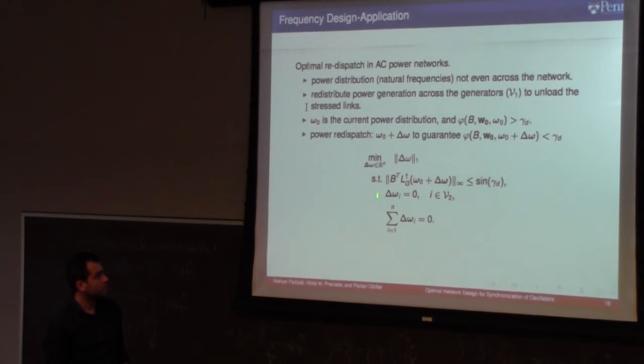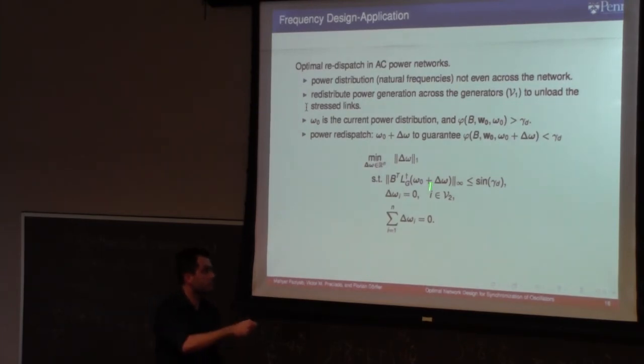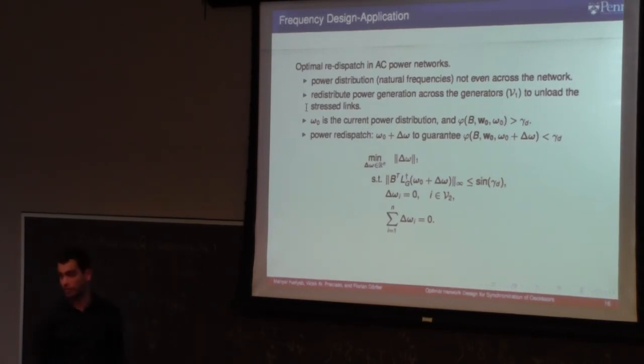The natural cost function here is the norm 1 of my perturbation, which means that this is the amount of displaced power across the network. So I want to minimize this displaced power subject to this constraint, which guarantees that my phase cohesiveness will not exceed this threshold. And for the load buses, I cannot change the powers. I'm just doing the manipulations on the generators, right? So these perturbations should be equal to 0 at load buses, and of course, due to conservation of energy, the sum of the power perturbations should be 0 across all the nodes.